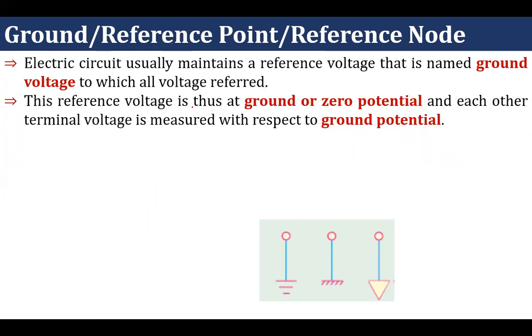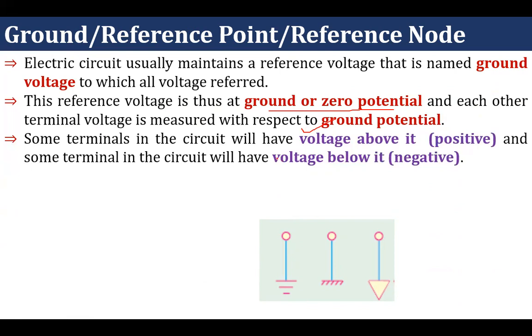Okay, so this reference voltage is thus at ground or zero potential, and each other terminal of voltage will be measured with respect to this ground potential, same as what we have measured in case of height measurement or distance measurement. Some terminal in the circuit will have voltage above it, and so we'll get positive measurement, and some will have voltage below it, and so measurement will be negative.